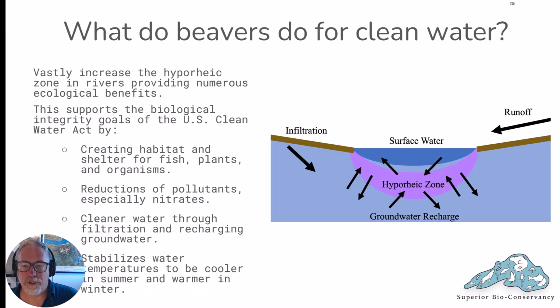Here's an image of the hyporheic zone. You can think of water in the river as the tip of the iceberg, and the hyporheic zone is the ice under the surface. The water volume in this hyporheic zone beneath the river bottom is often twice the amount of that in the stream. And when you increase the hyporheic zone, it creates habitat, it reduces pollutants, filters the water, and stabilizes water temperatures.